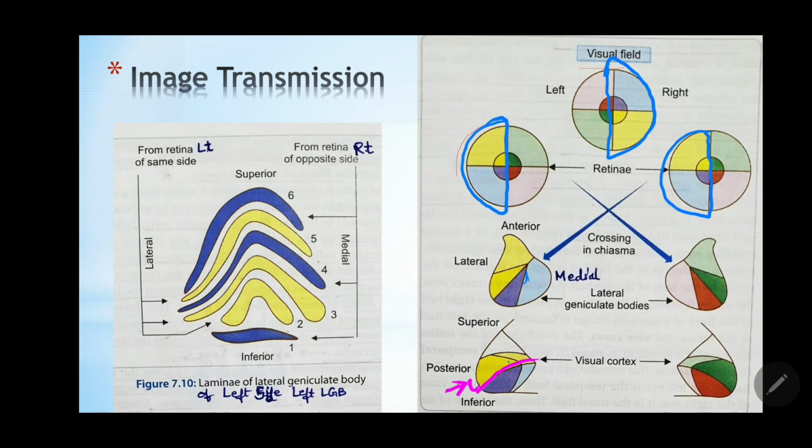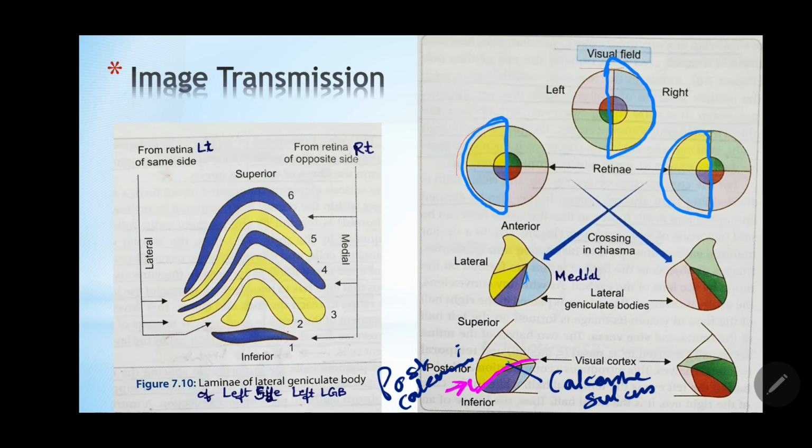That means the macular representation of the fibers from the macular portion of the retina of the same side of both the eyes is relayed on the opposite cortex, reaching into the post calcarine sulcus, right. So this is the calcarine sulcus and this is the post calcarine sulcus.